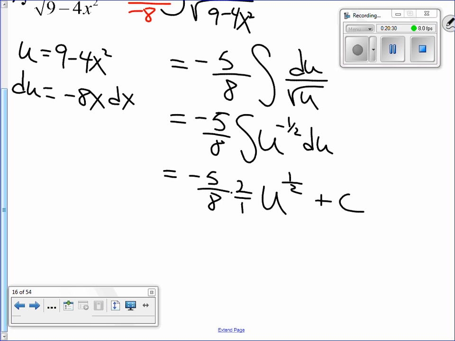All right. So we got it. We got our antiderivative, but this time with the power rule. And so out front, we've got a negative 5/4. It's u to the half, so I'm just going to write that as the square root of u, and for u, we put in there 9 minus 4x squared.